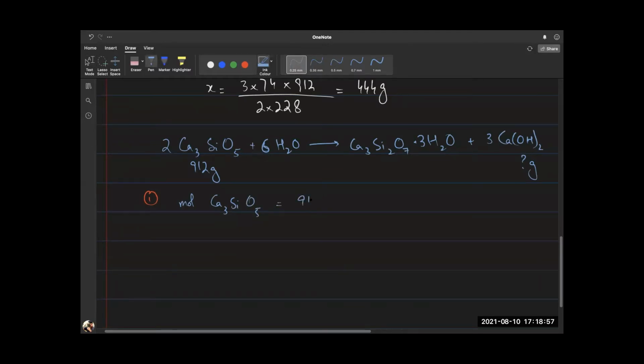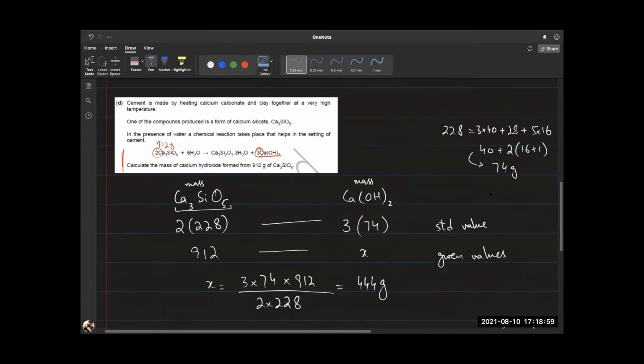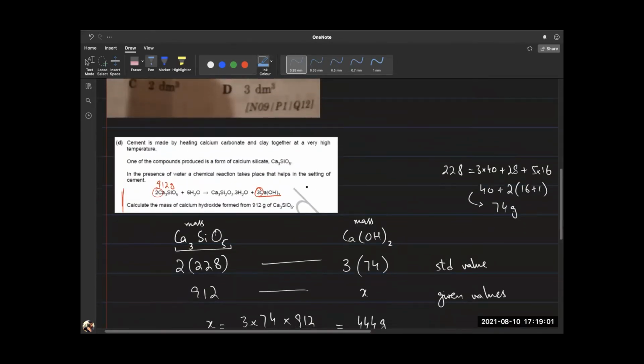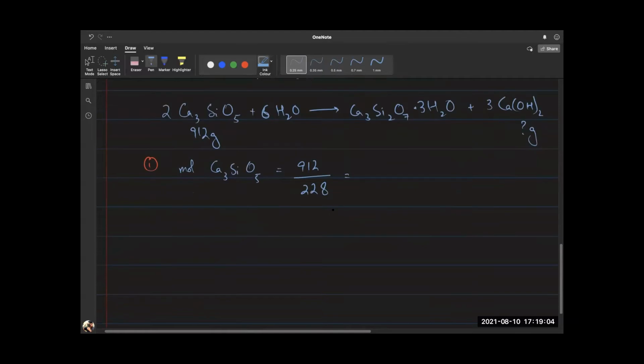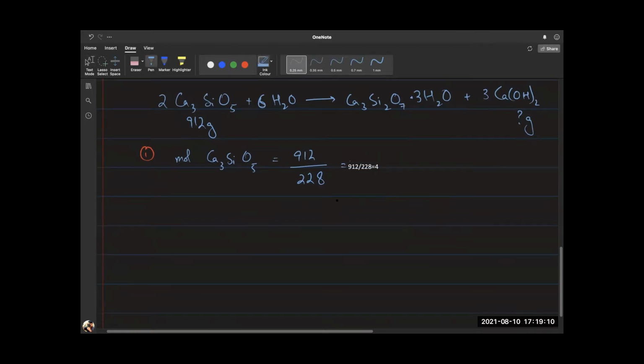So it's going to be 912 divided by its MR, or wo humne calculate kiya hai, it's 228. So 912 divided by 228. That is 4. So you have 4 moles of this.